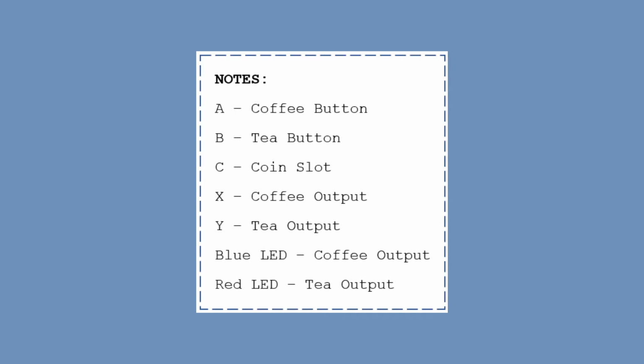These are some important reminders before proceeding with our conclusion. Note that A represents the coffee button, B represents the tea button, C represents the coin slot, X represents the coffee output, Y represents the tea output, the blue LED represents the coffee output, and the red LED represents the tea output. These are the conclusions for our experiment.